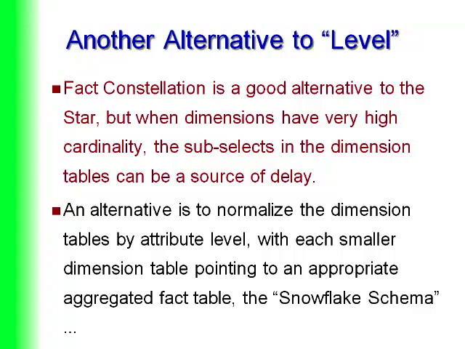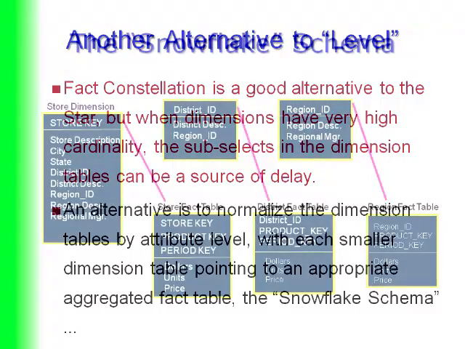what we can do is divide the fact constellation table by normalizing. I repeat, we can divide the fact constellation table into a set of smaller dimension tables pointing to an appropriate aggregated fact table. So this kind of structure imitates the structure of a snowflake. That is why we call this a snowflake schema.